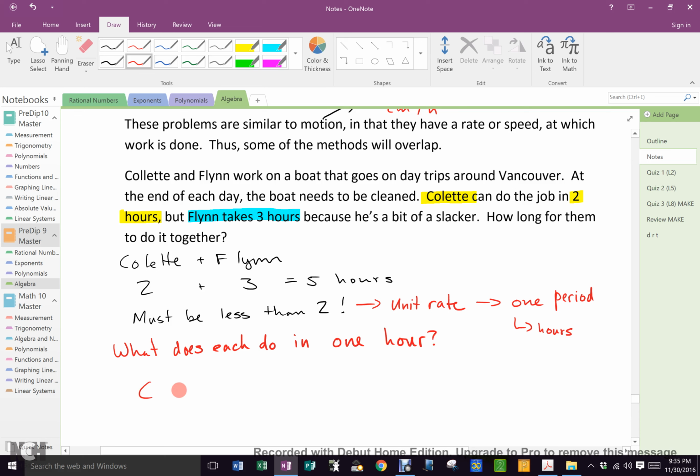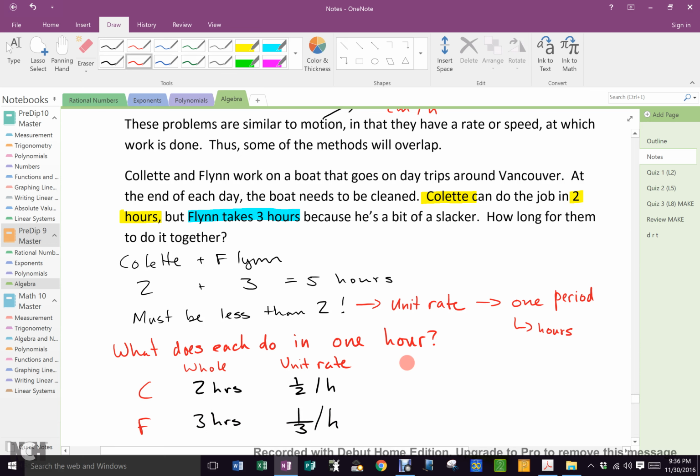So Colette, if it takes her 2 hours to do the whole job, okay, so whole job, 2 hours. How much does she get done in 1 hour? Unit rate. Well, if it takes her 2 hours to do the whole job, in 1 hour, she's going to do half the job per hour. Now we look at Flynn. Flynn's going to take 3 hours. So how much does he get done in 1 hour? A third in 1 hour.